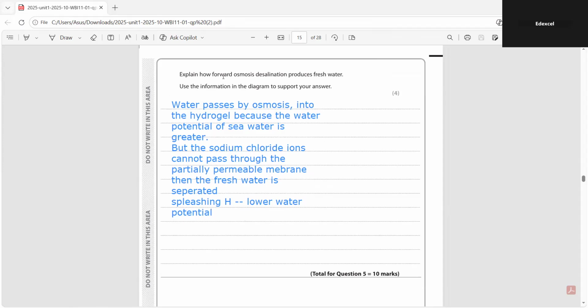You are asked to write about only the forward osmosis, not the reverse one. So water passes by osmosis into the hydrogel because the water potential of seawater is greater, but NaCl ions cannot pass through the partially permeable membrane because they are larger molecules. Then the fresh water is separated and the hydrogel will remain as particles. Then the heating of H plus will result in lower water potential. So that's all you have to write for the E part. So that's all about the fifth question.